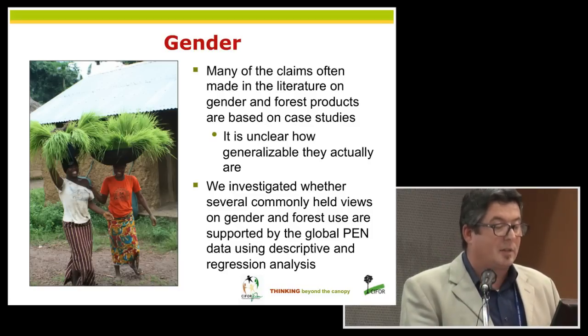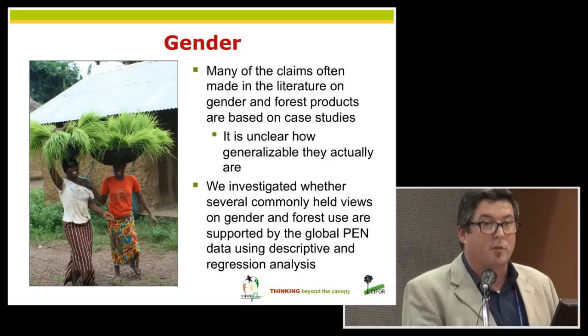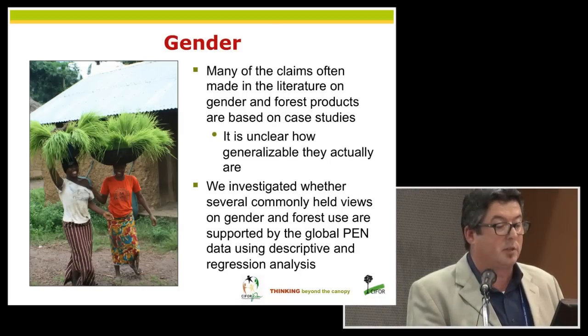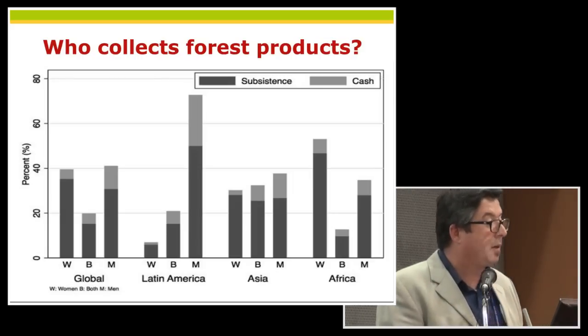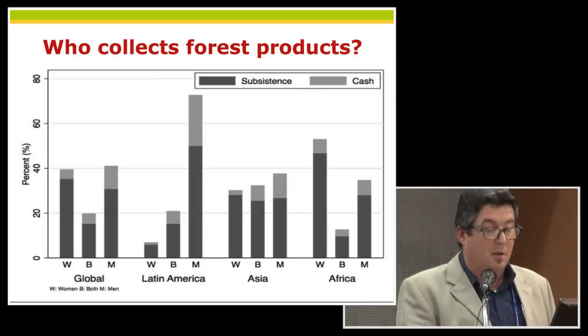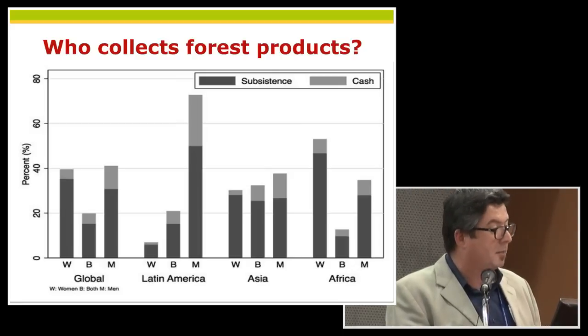And so we essentially took our entire data set and looked at the gender differentiation of the forestry and poverty linkages. This is one example. The general conception is that women collect forest products, or predominate in terms of forest product collection. And in fact, globally, it's a fairly accurate assessment.